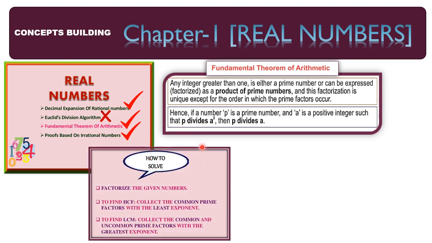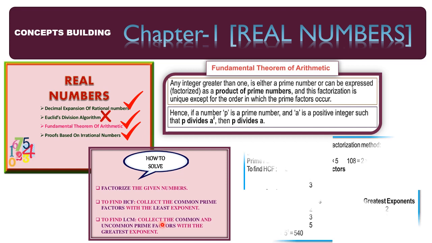Here you know, using this fundamental theorem of arithmetic, we learn how to find HCF and LCM of two numbers with the prime factorization method. For that, you know the steps: factorize the given numbers, means find the prime factors. Then to find the HCF, first of all we have to collect all the common prime factors with the least exponent, means smallest power. To find the LCM, we have to collect common and uncommon prime factors with the greatest exponent, means the highest power.